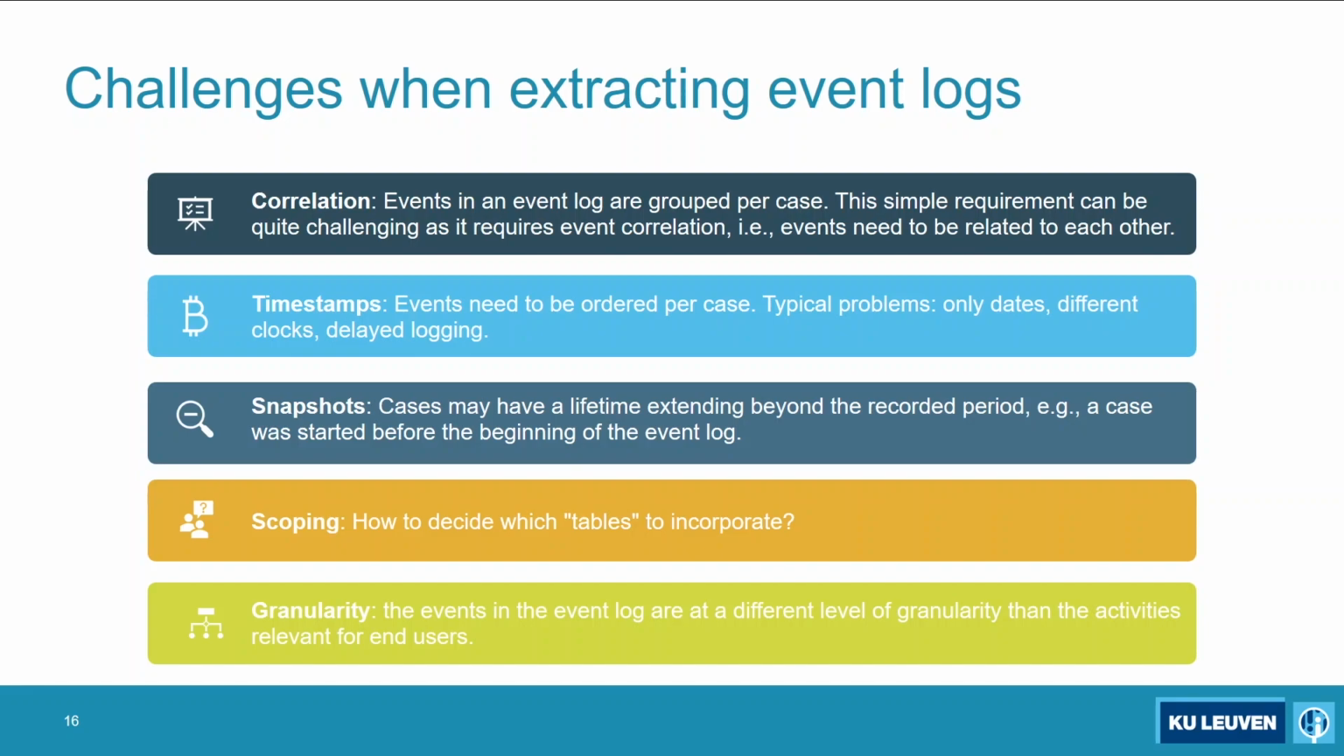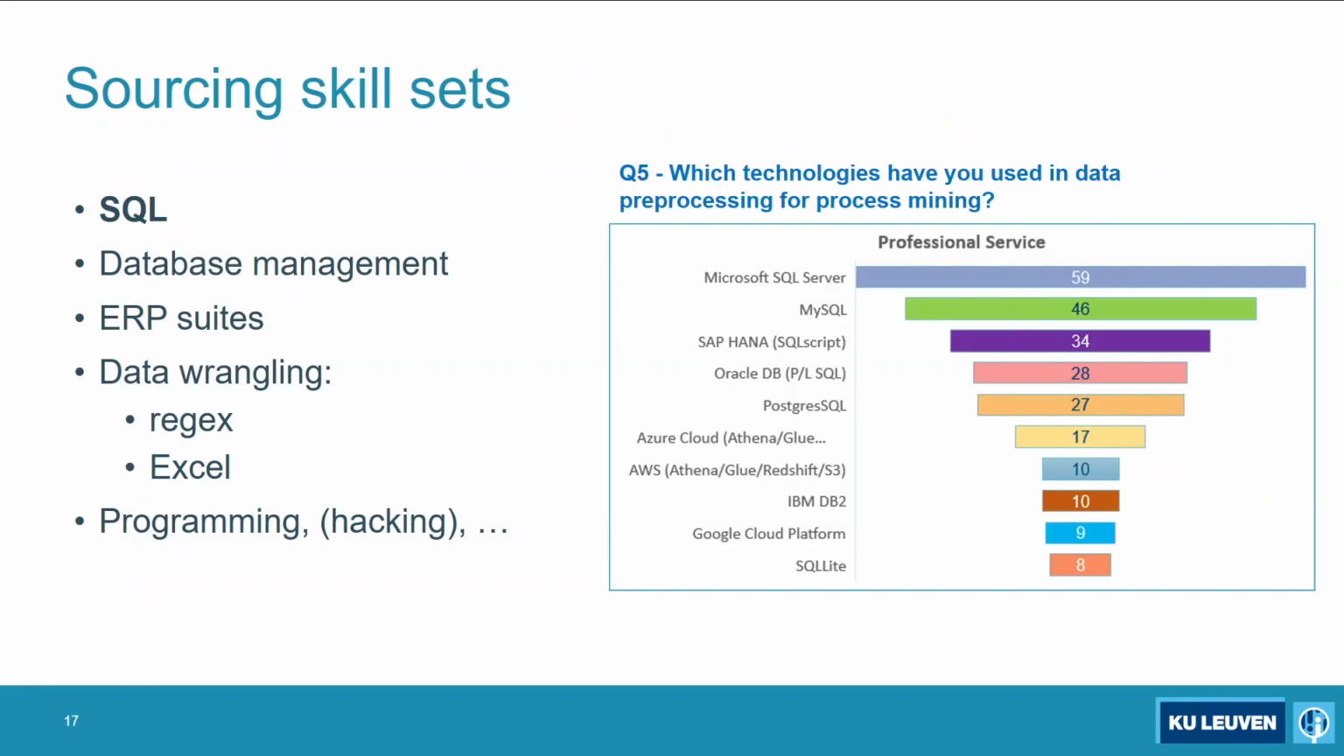So also that is a problem that is addressed in data preprocessing: how to bring that low granular data, those events, to an abstraction level where you can work with them for applying process discovery and getting business meaningful insights. So what do you need in terms of skill sets?